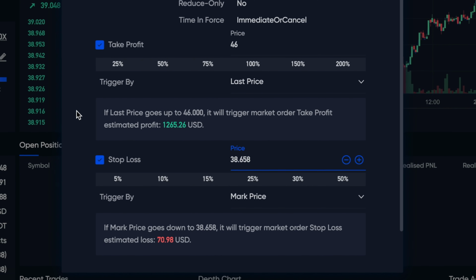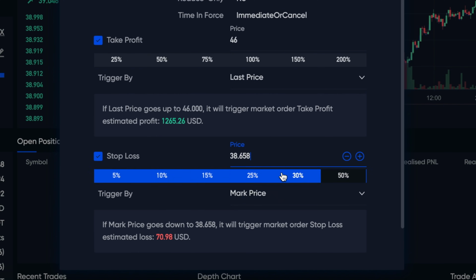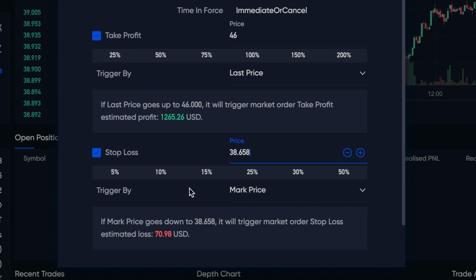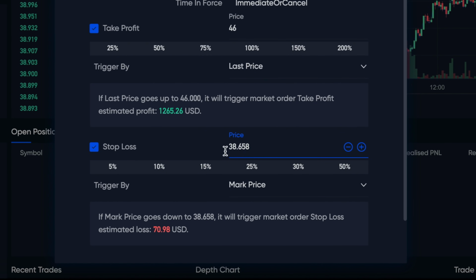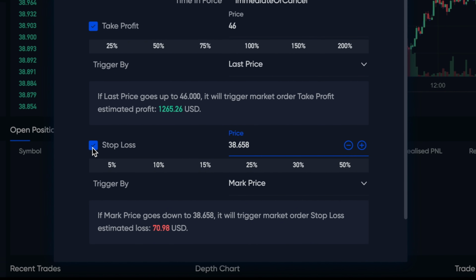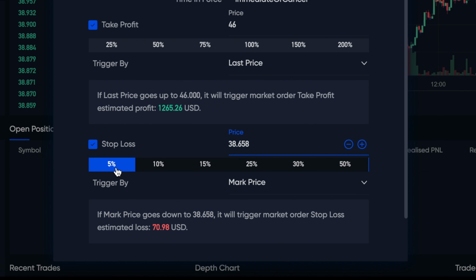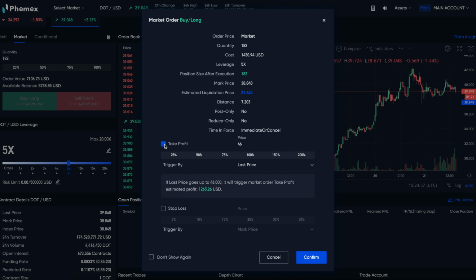Also, if you are interested in using a stop loss, say the price falls 5% and you want to just cut your losses on the trade, you can add different stop losses as well. So if the price was to go down to $38.65 from this current buy-in, then your order would be closed. Now, yes, you would lose 5%, but it would also prevent you from losing any more money. So make sure that you familiarize and understand how to use these different features.